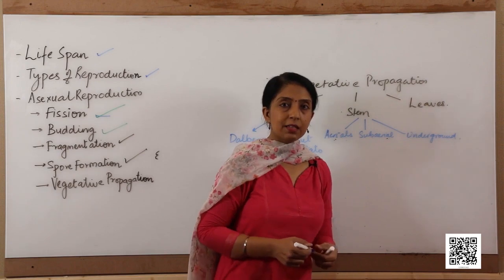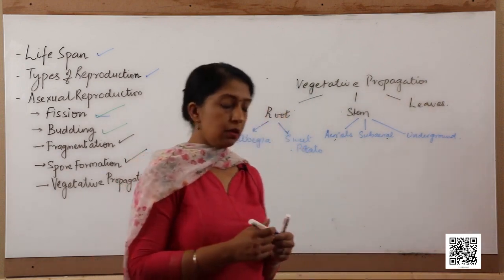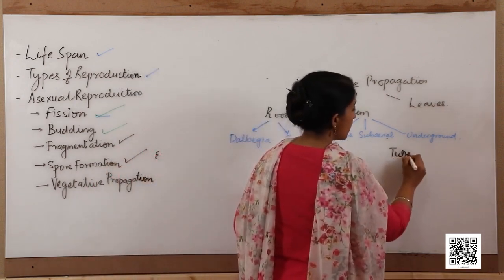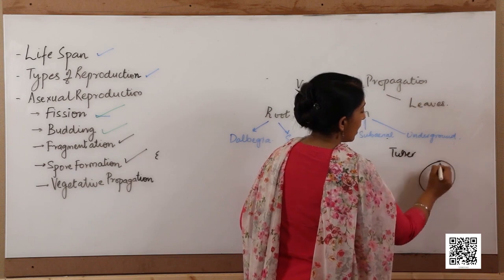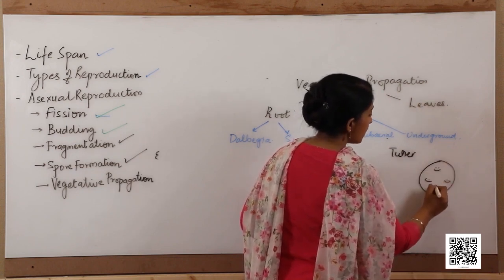So now let us discuss how the underground stems help in vegetative propagation. You must have all seen the potato. These are the tubers, and a potato has eyes or the nodes on its surface.